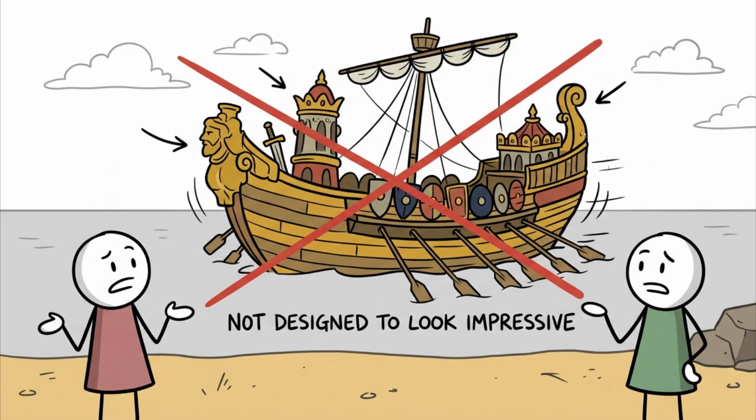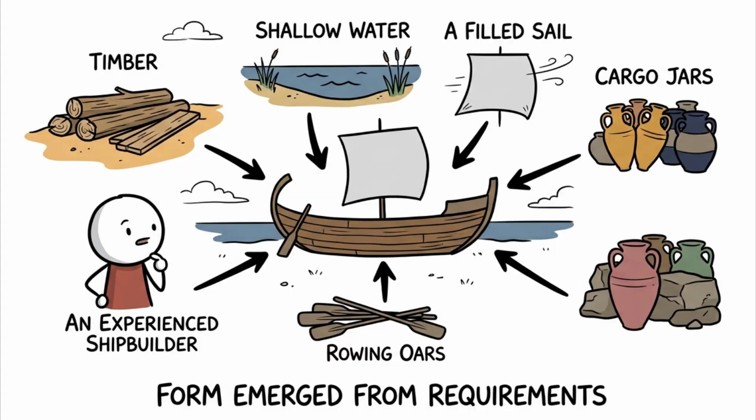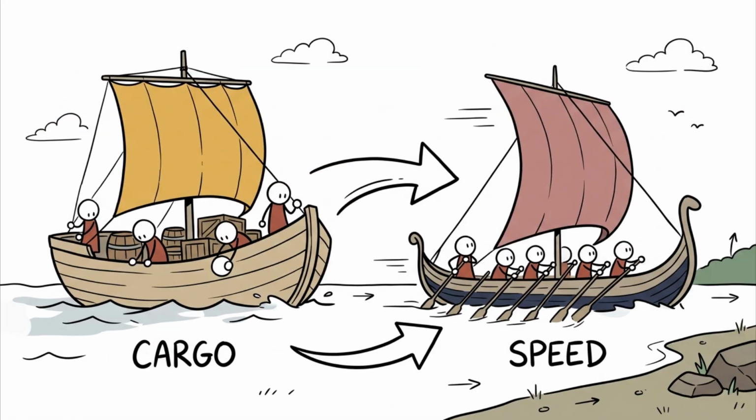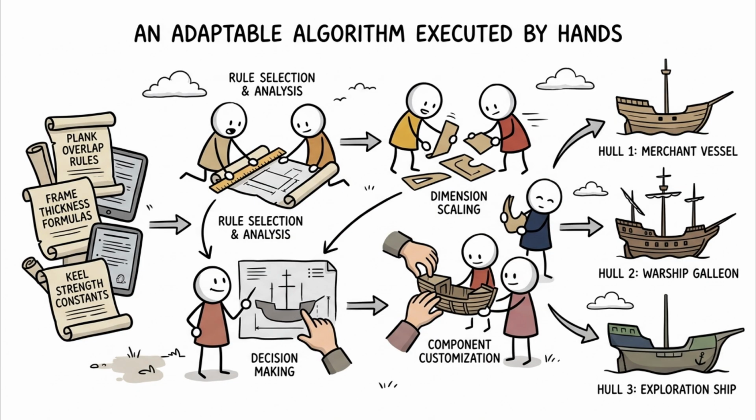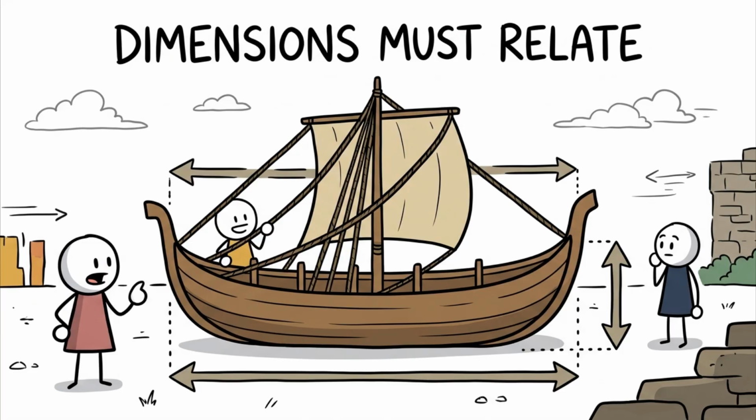Form was not selected because it looked impressive. It emerged from timber, water depth, sail forces, cargo, oars, and experience. Change one requirement, and the proportions of the vessel changed with it. Traditional builders produced families of ships rather than one universal design. The method behaved like an adaptable algorithm executed by human hands. A ship does not need arbitrary dimensions.